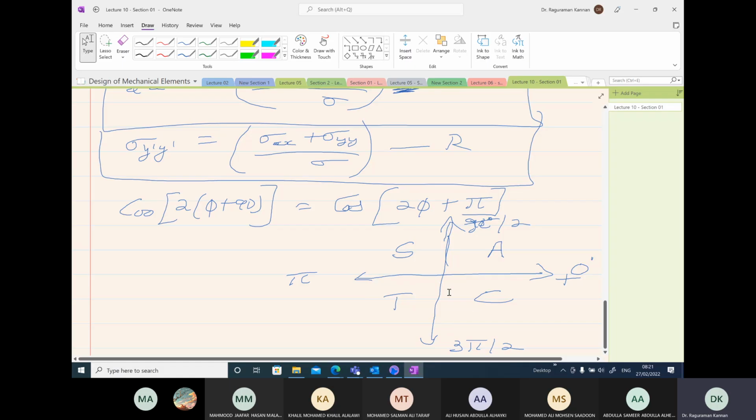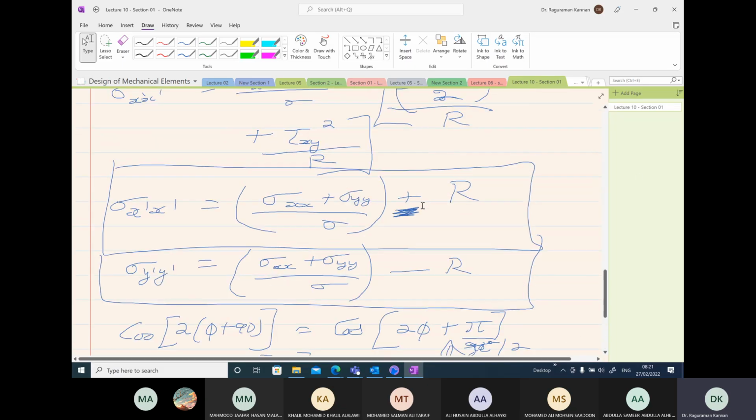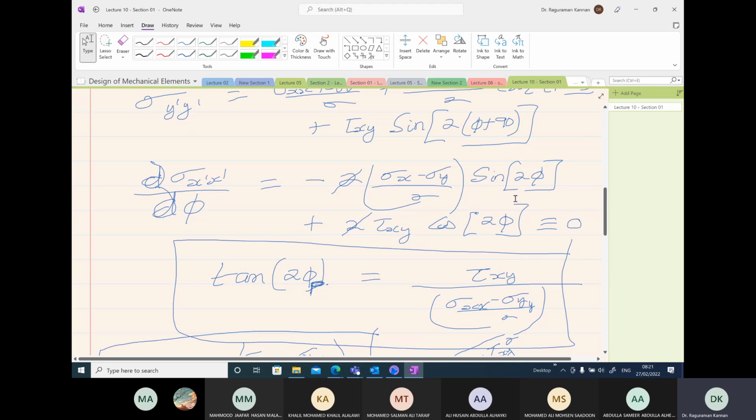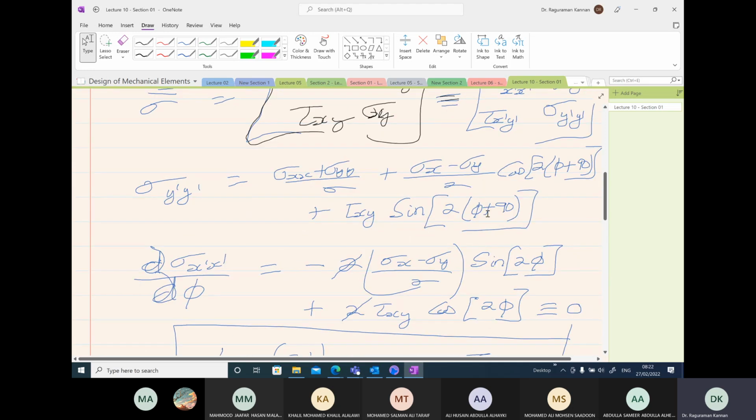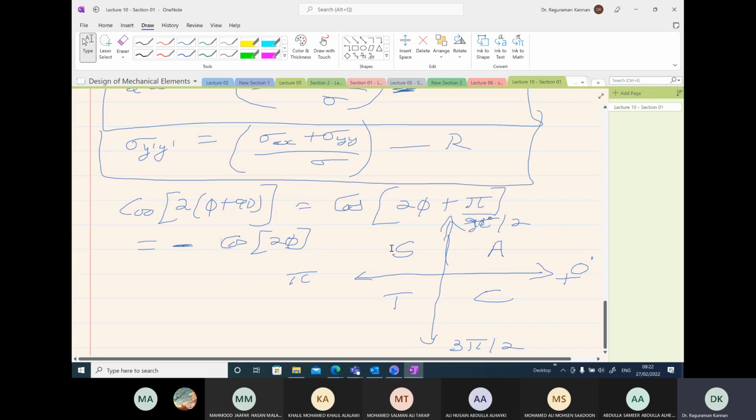That means this should be negative cosine 2 phi. So we can see the sign just changes, that's all. So we will get a minus value here. We can also take a look at the sine of the angle, and sine of that angle will also give us a negative value. So again, sine of 2 phi plus phi will give us minus sine 2 phi. Okay, so we get a negative r value.